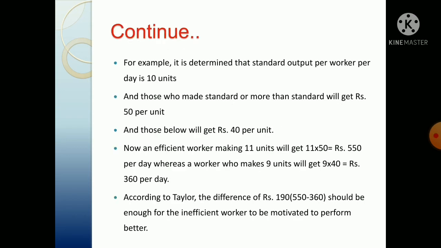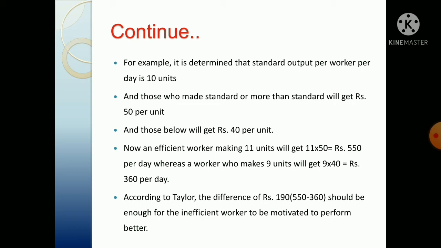I will go with one example. For example, it is determined that the standard output per worker per day is 10 units. Those who make the standard or more than the standard will get rupees 50 per unit, and those below will get rupees 40 per unit.